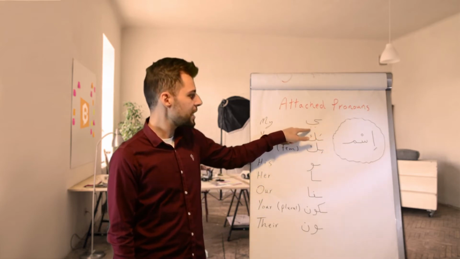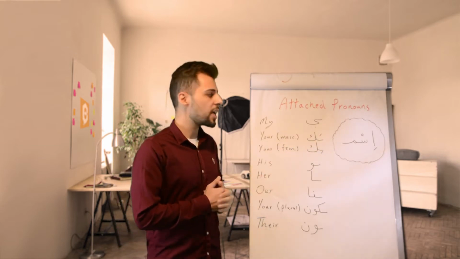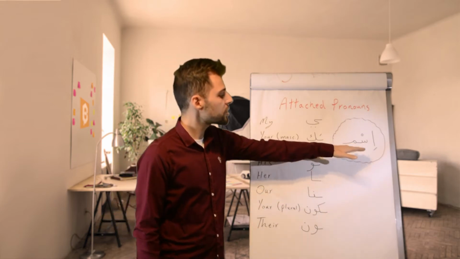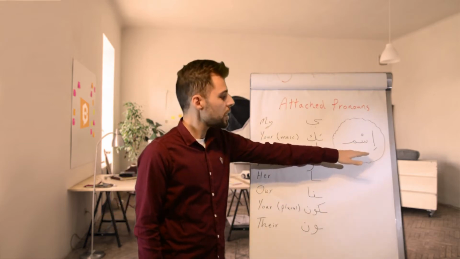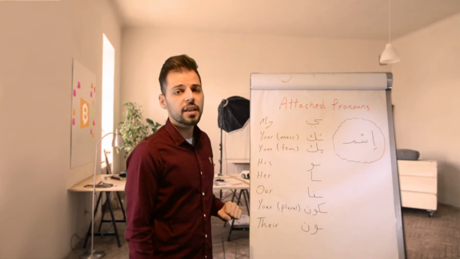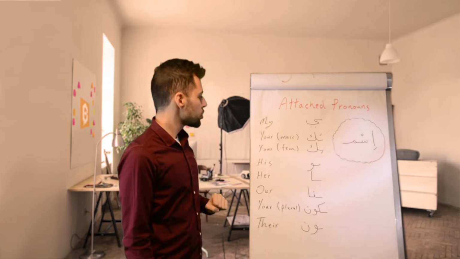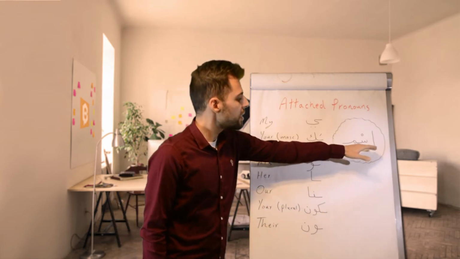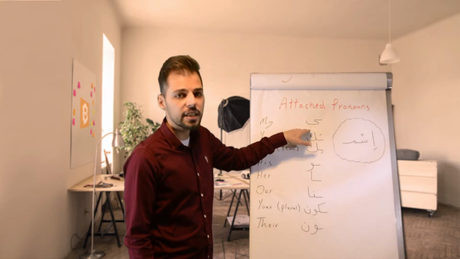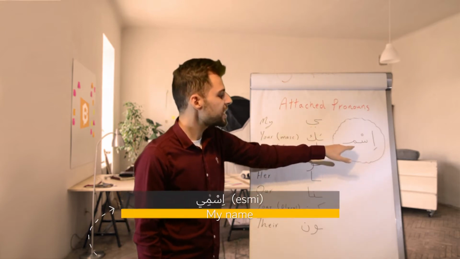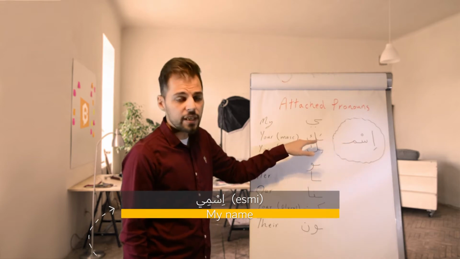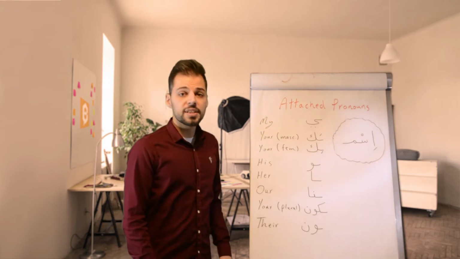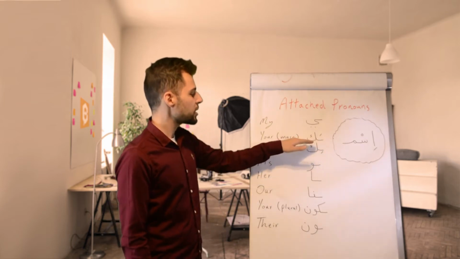It's ye. It's the sound E at the end of any name. So, for example, we're going to use the word ism. Ism means name. So, if we want to say my name, we say ism and we add the E to it. So it's ismi. My name. The second attached pronoun, we have the letter kaf.